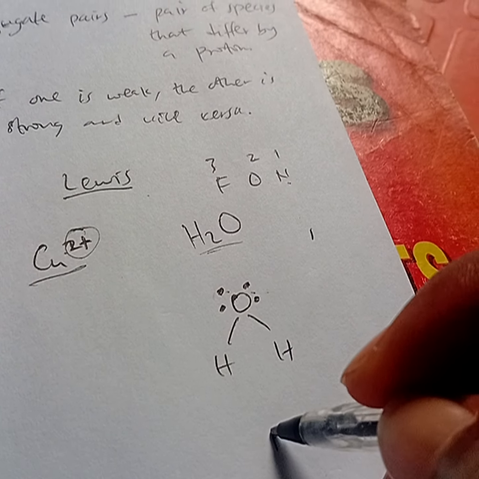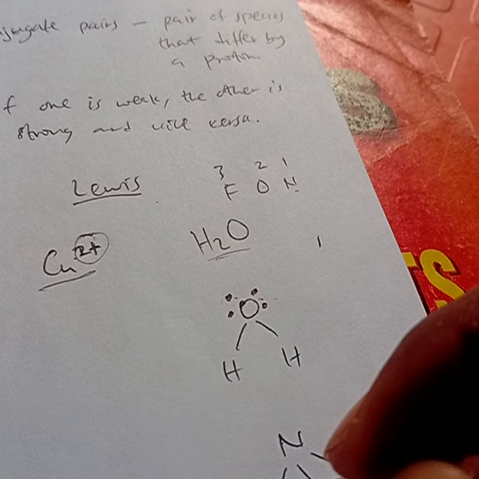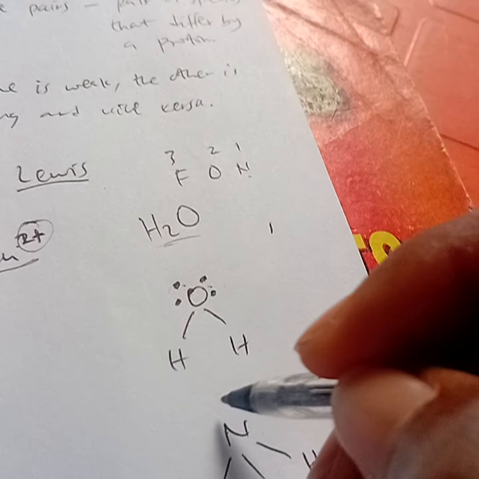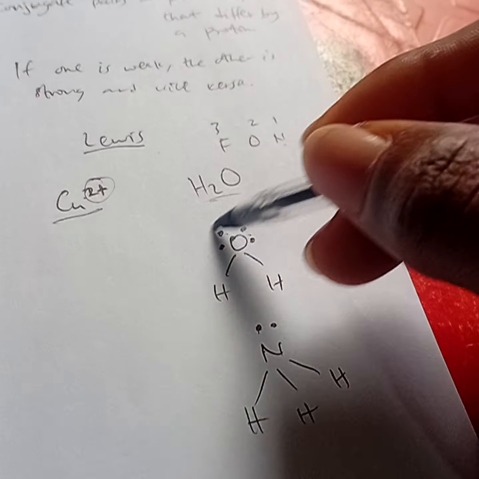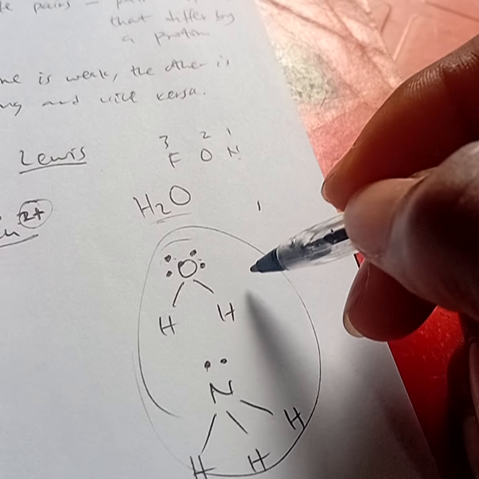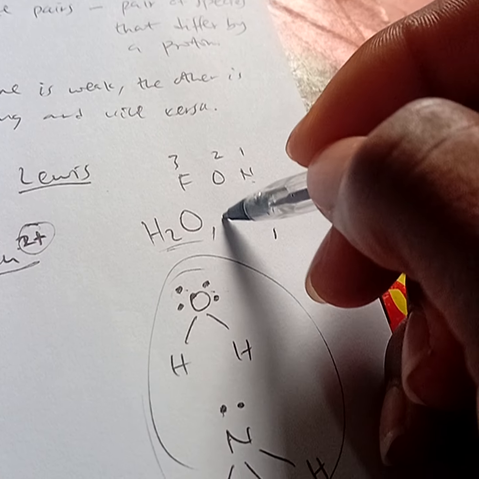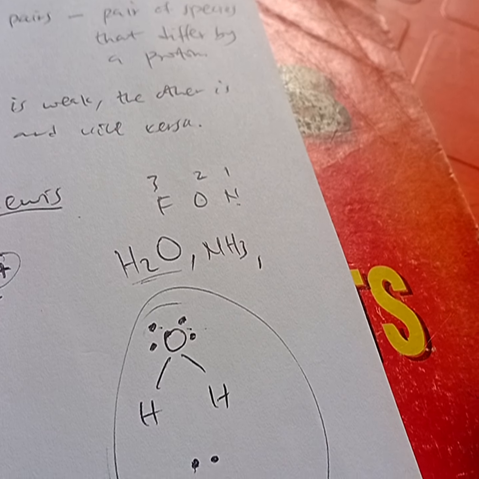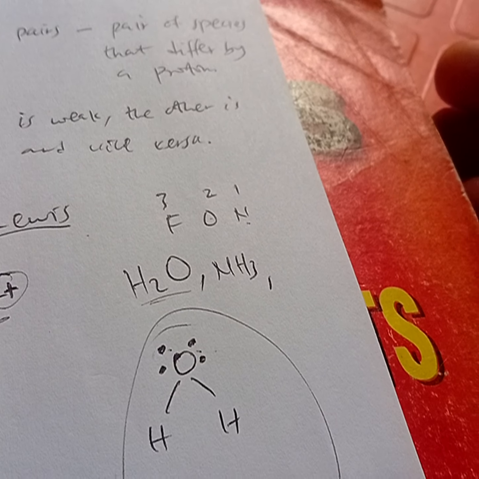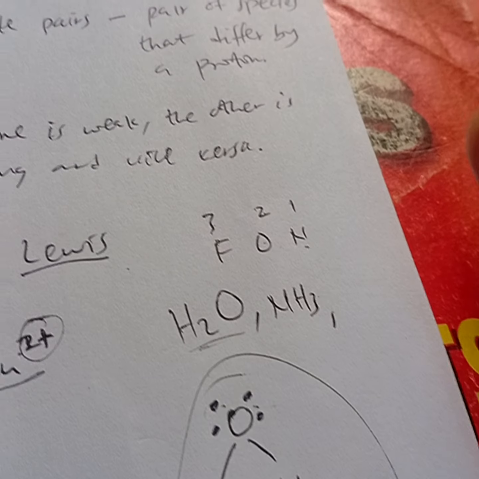Let me draw ammonia. You can see that it has 1 lone pair. The nitrogen there has 1 lone pair. So this will be what? Lewis bases. So ammonia, water, and the negative species, negative ions, they are what? Lewis bases. We know this.